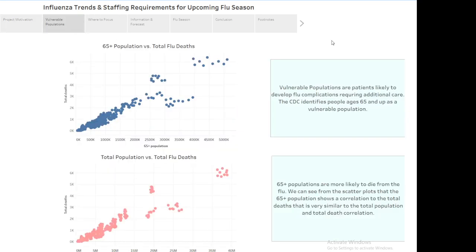Vulnerable populations are patients likely to develop flu complications requiring additional care. The CDC identifies people ages 65 and up as a vulnerable population. 65 plus populations are more likely to die from the flu. We can see from the scatter plots that the 65 plus population shows a correlation to the total deaths that is very similar to the total population and total death correlation.